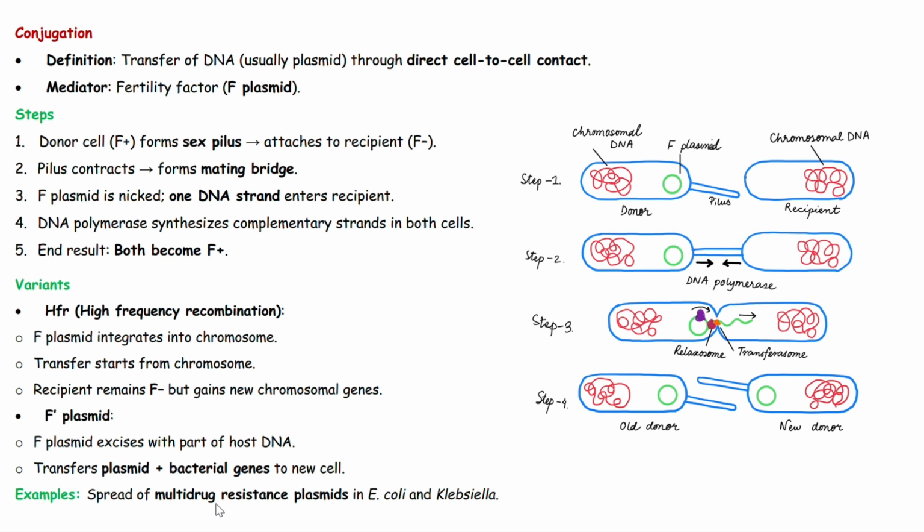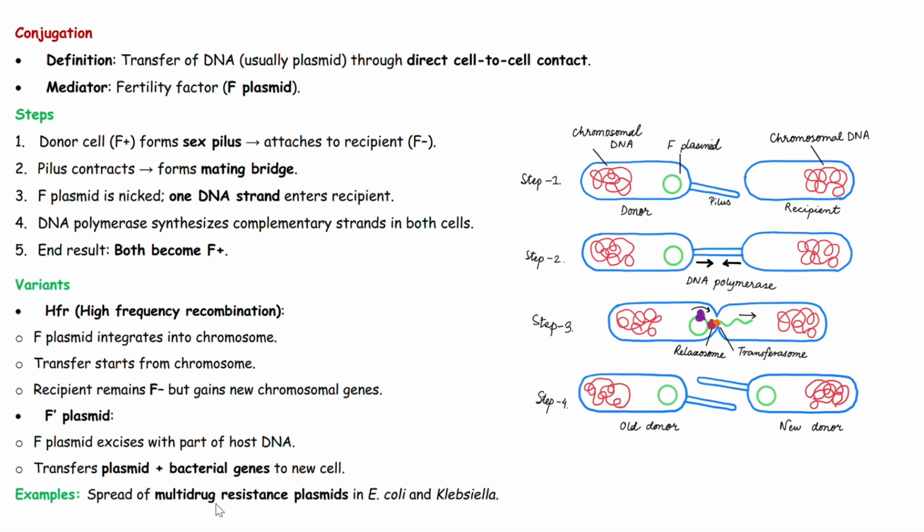Once the connection is made, a single strand of plasmid DNA moves across into the recipient. Both cells then rebuild the missing strand. So in the end, each cell has a complete copy of the plasmid. What started as one F plus and one F minus now becomes two F plus cells. Sometimes the plasmid can even integrate into the donor's chromosome. When that happens, large sections of chromosomal DNA can be transferred too.